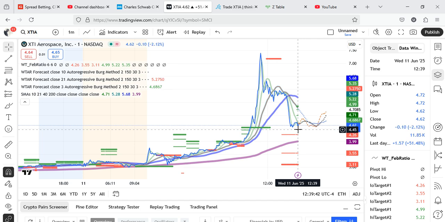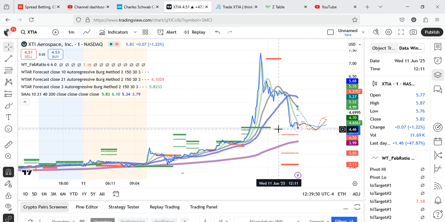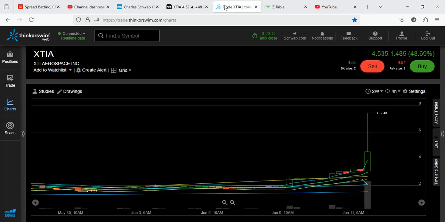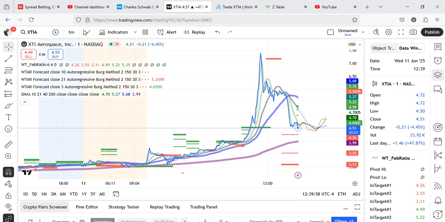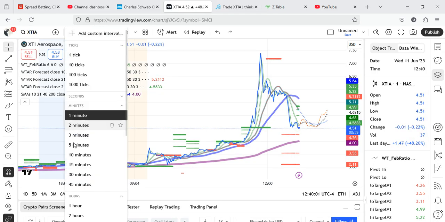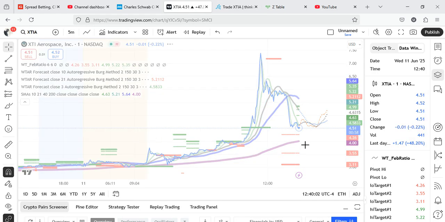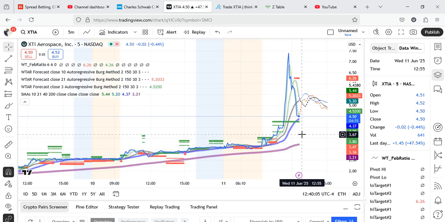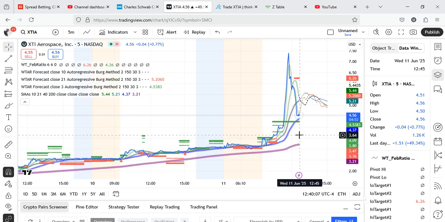We have 3.11, 3.55, 4.26, 4.99, 5.22, 5.35. There was 7.18. Is that not the intraday high? 7.43 intraday high. Let's see, we may find radical projections. On 5 minutes, we have 6.26, 4.26.